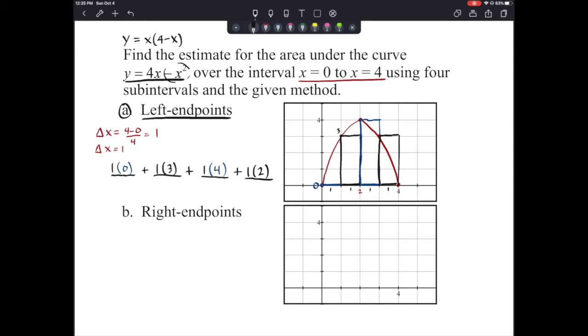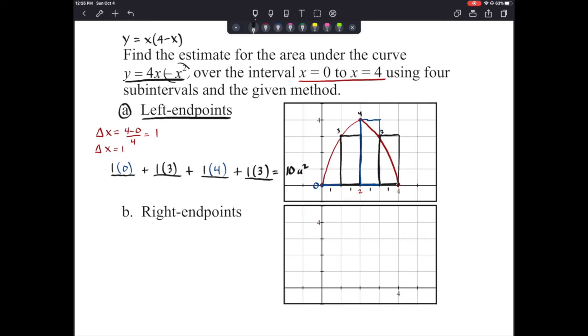Well, if we were calculating the area, it would be what? 0 plus 3 plus 4 plus 2, which, I'm sorry, why did I write 2? It's supposed to be 3. Sorry, little boo-boo. We caught it, right? This height was 3. This one was 4. So 3 plus 4 plus 3 should be 10. Should be 10 square units. Okay, so that one was using left endpoints.